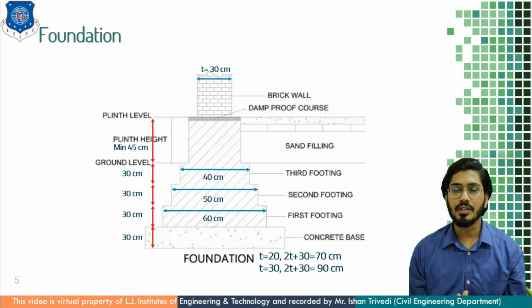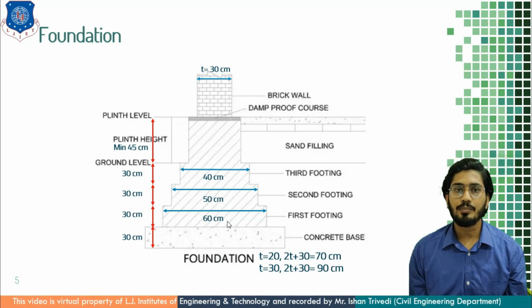So let us take an example of a 30 centimeter wall and its foundation. If the wall has a thickness of 30 centimeter, then the width of the concrete base is determined by a simple equation, that is 2t plus 30. Here the thickness of wall t is 30 centimeter. So by putting the value of 30 centimeter in the equation, it will be 2 into 30 plus 30. That gives me the answer of 90 centimeter. So the concrete base at the foundation has a width of 90 centimeter.